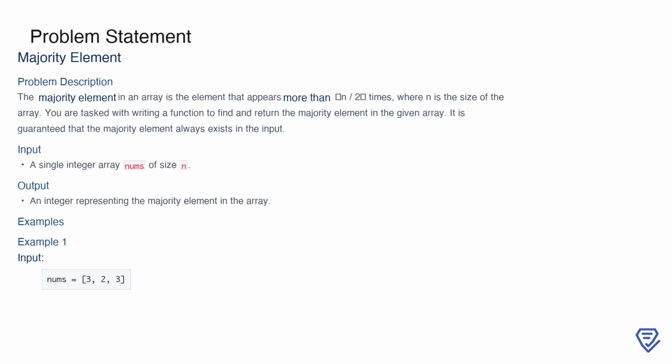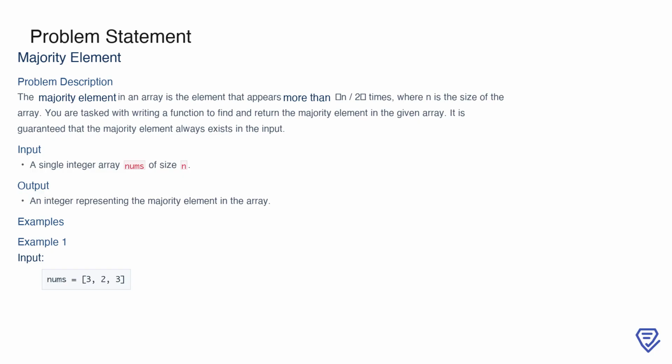The problem we are solving is to find the majority element in a given array. A majority element is defined as the element that appears more than n/2 times, where n is the size of the array. Your task is to write a function that takes in this array and returns the majority element. It's important to note that the problem guarantees the majority element will always exist in the input array.